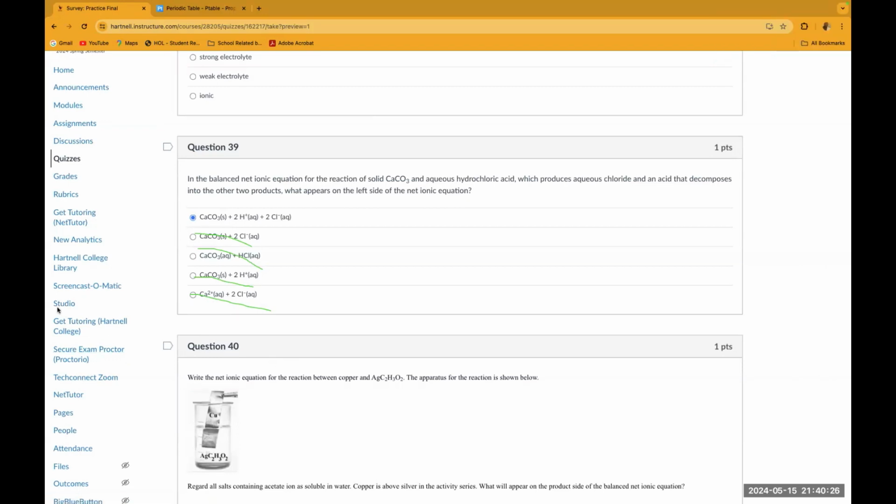So why don't they have HCl aqueous right there, like together? Because they told us they're talking about the net ionic, right? Oh, I didn't see that. Because then they want it broken up into the parts. And then we also know that the calcium carbonate was a solid.